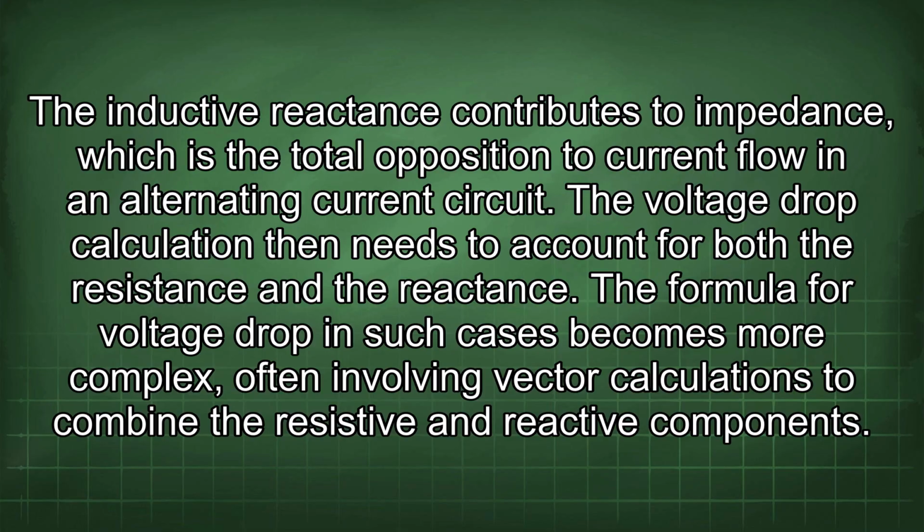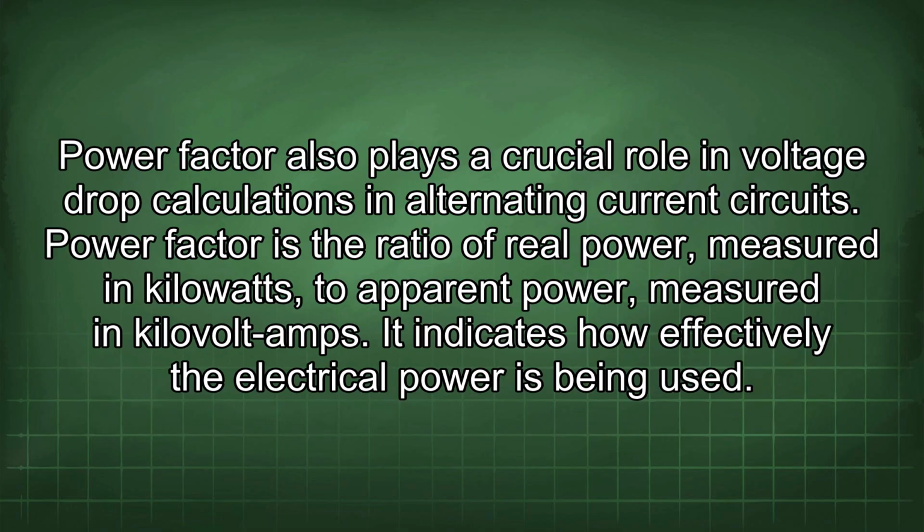The formula for voltage drop in such cases becomes more complex, often involving vector calculations to combine the resistive and reactive components. Power factor also plays a crucial role in voltage drop calculations in alternating current circuits. Power factor is the ratio of real power, measured in kilowatts, to apparent power, measured in kilovolt amps. It indicates how effectively the electrical power is being used.